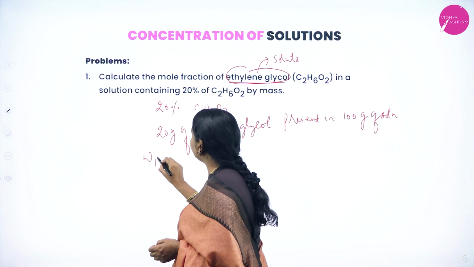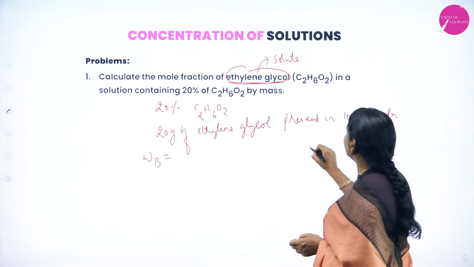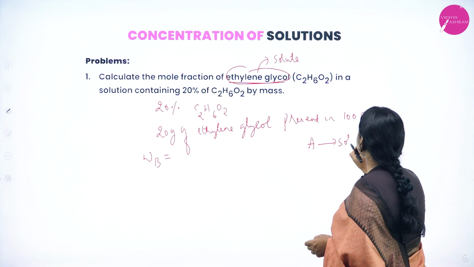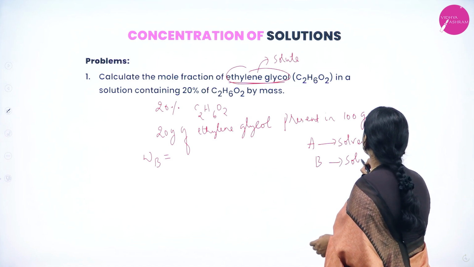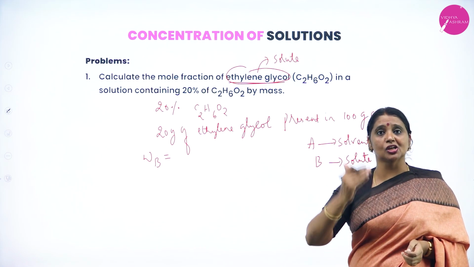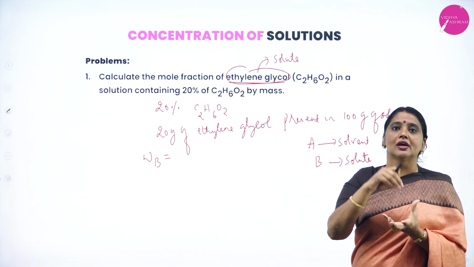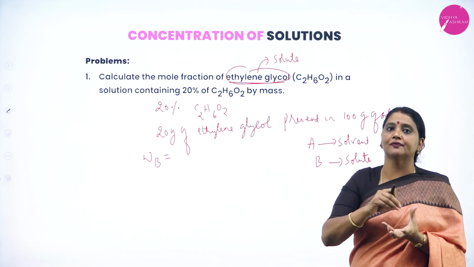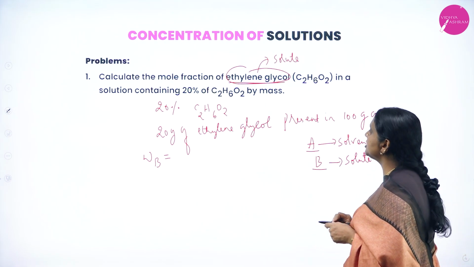Therefore, ethylene glycol acts as the solute. Here A represents solvent and B represents solute. Why does A represent solvent? When you are preparing a solution, first you have to take the solvent, and to that you add the solute. Therefore, part 1 is solvent, part 2 is solute. A represents solvent, B represents solute.